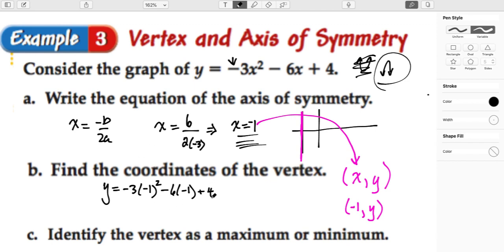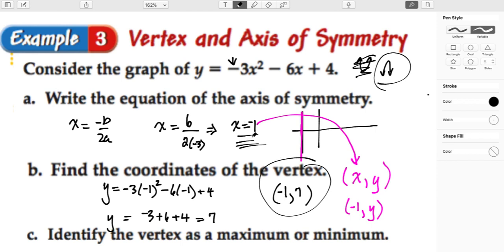So when we do that, not too much work here, we find out that y is equal to -3 plus 6 plus 4, or basically 10 plus -3, which is a +7. So now I know where my vertex is. My vertex is at -1, 7. Such good information. So I've got the axis of symmetry, I got the vertex.